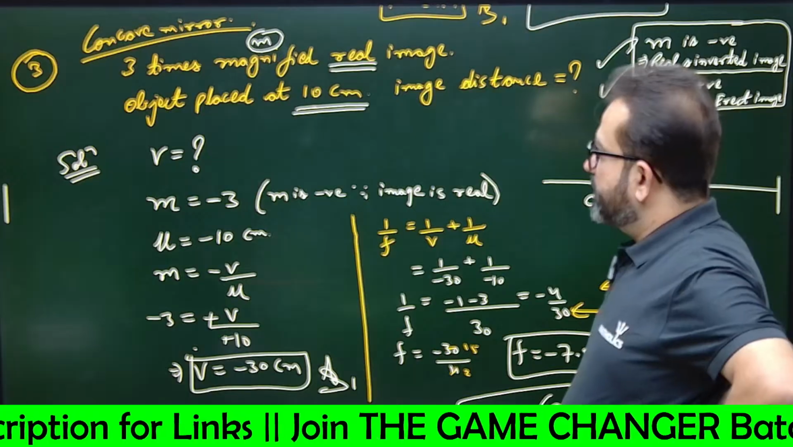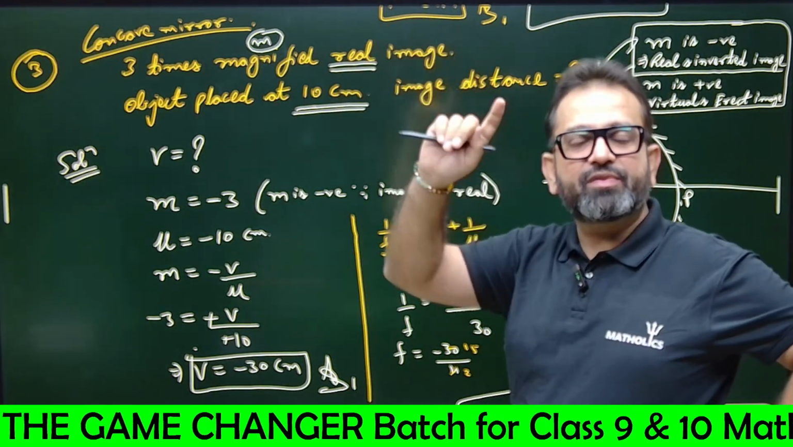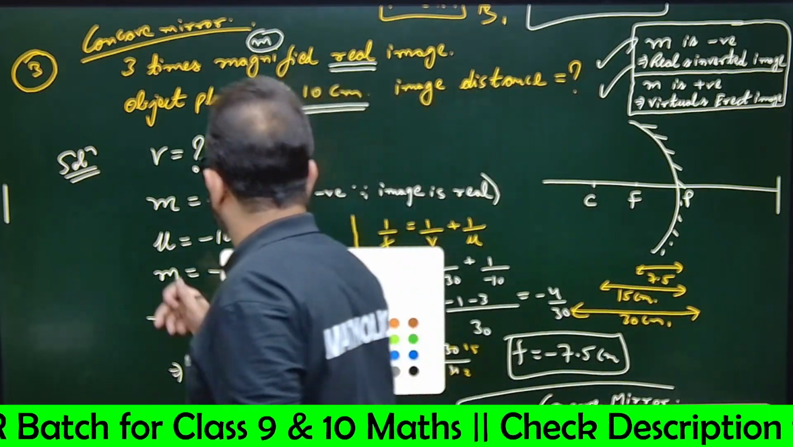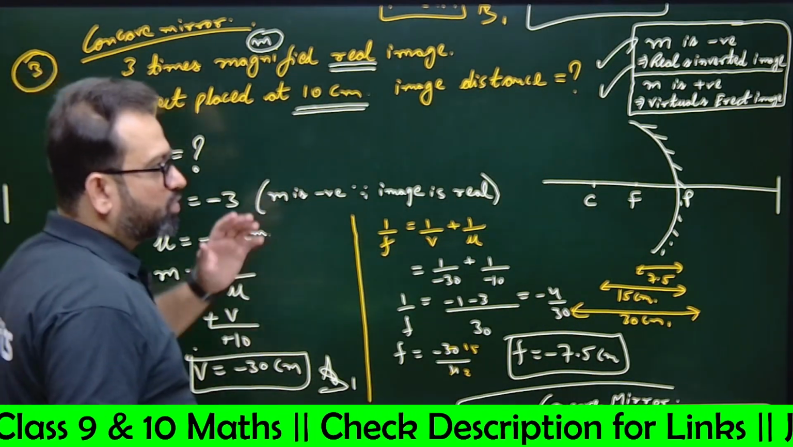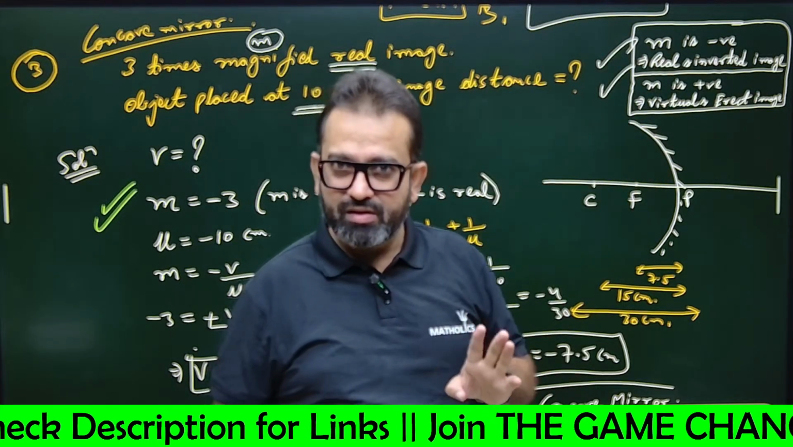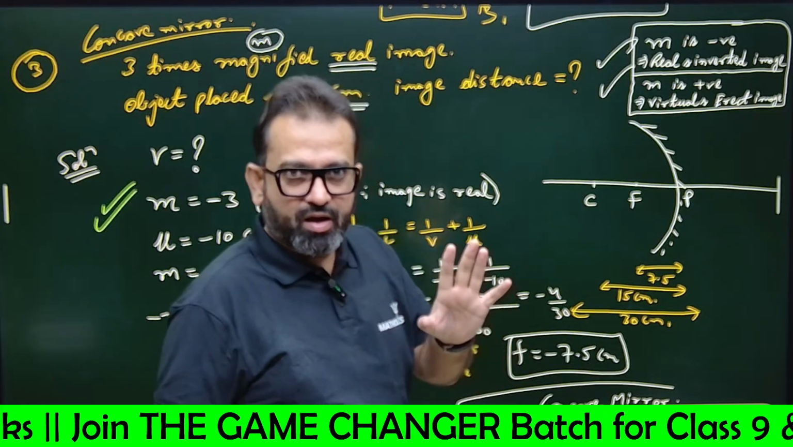Now, 3 times magnified real image. Now see, real image means magnification is negative. So I'll write m equals to minus 3. Can you get this point? Everything is related. I told you magnification is negative, that means real and inverted image. You have to remember this, right? Okay, memorize this.